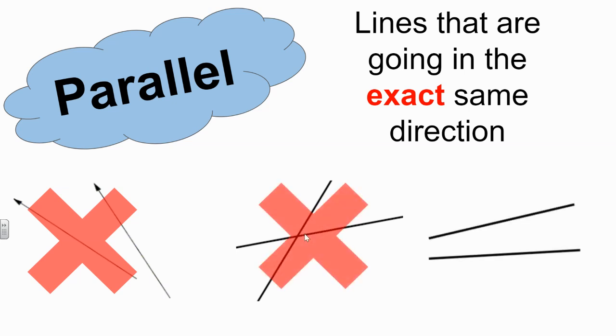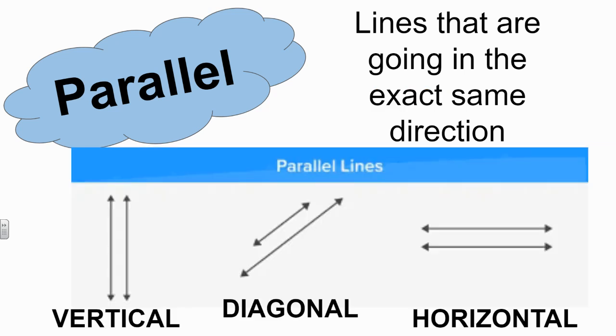You can see these two lines are similar direction, but they're not the exact same direction. So these are not parallel lines. Again, parallel lines, whether they're going vertically, horizontally, or diagonally, have to be going in the exact same direction. And what we're going to be doing is focusing on those opposite sides and whether or not they are parallel or not. So that's going to be our focus in a little bit.